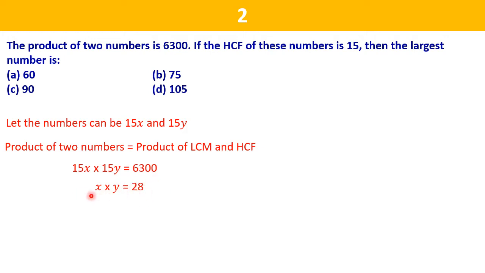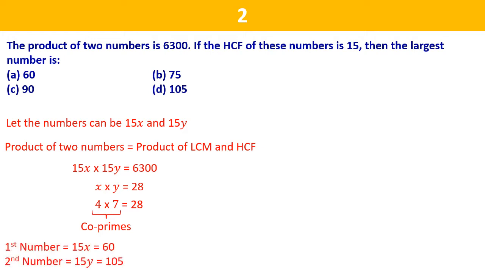Now we know that x and y are co-prime. That means the highest common factor of x and y will be 1. So what can be x and what can be y to make the product 28? The only possible option is 4 and 7 because 4 and 7 are co-prime. So the numbers will be 15 into 4 and 15 into 7. So the first number will be 60 and the second number will be 105. It is asked what is the largest number. So option D is the right answer.